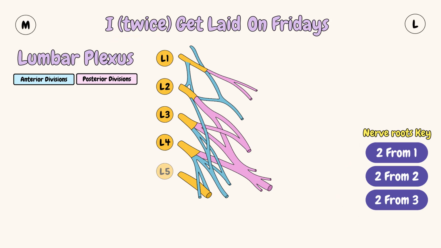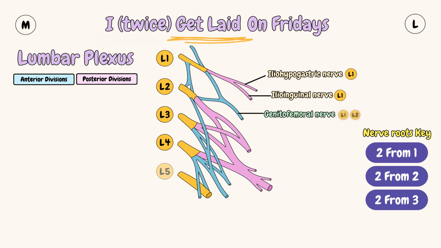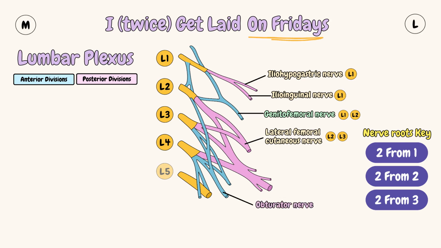Now putting it together, we know that I twice, iliohypogastric and ilioinguinal nerves, are the first nerves in order and are two nerves from one root value, L1. Next, we get laid is the genitofemoral L1 and L2 and the lateral femoral cutaneous L2 and L3. And these two nerves are from two nerve root values each. Lastly, we say on Fridays, which is the largest amount of nerve roots, two nerves from three roots. The obturator nerve with its three roots, L2, L3, and L4, and the femoral nerve originating from the same three nerve roots, L2, L3, and L4.